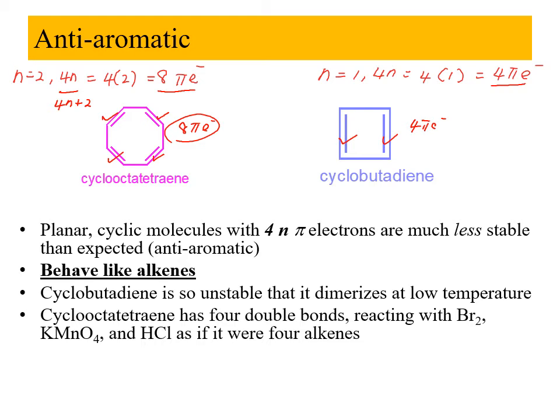Because it is anti-aromatic and less stable, it behaves like alkenes. Cyclobutadiene is so unstable that it dimerizes at low temperature. For cyclooctatetraene, it has 4 double bonds. It will react with Br2, KMnO4, and HCl, the same as an alkene molecule.